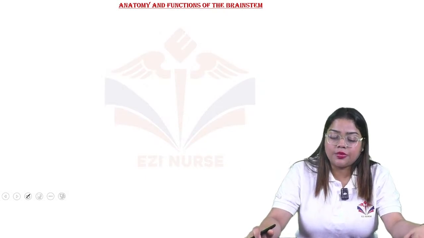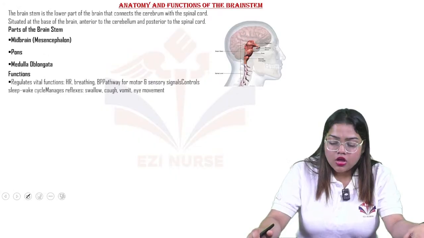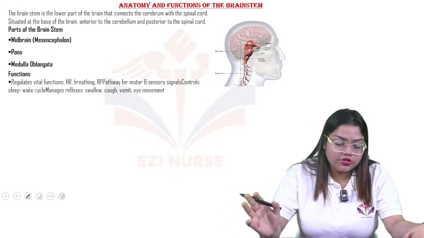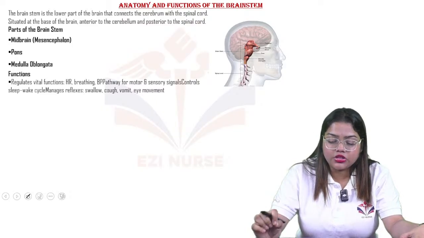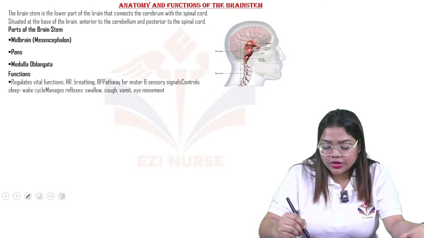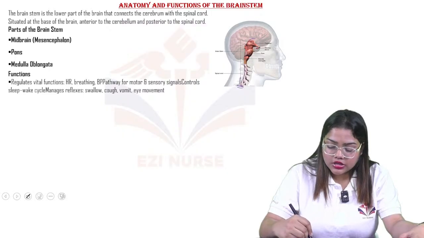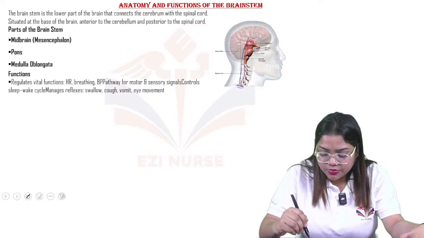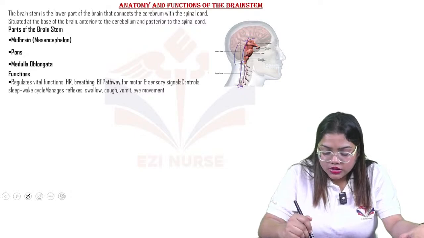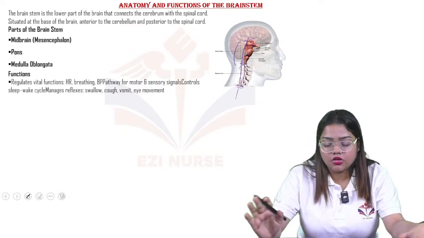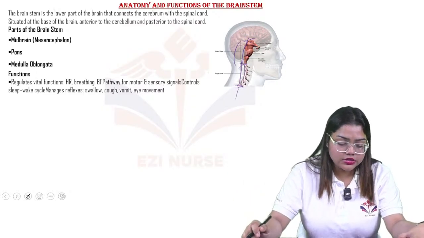Next we will see the anatomy and the function of brain stem. Firstly we have seen what is spinal cord. Now we will see the brain. The brain stem is the lower part of the brain that connects the cerebrum with the spinal cord. From the thalamus up to the medulla oblongata is called the brain stem, and from the medulla oblongata up to the vertebral column, the spinal cord will be present.